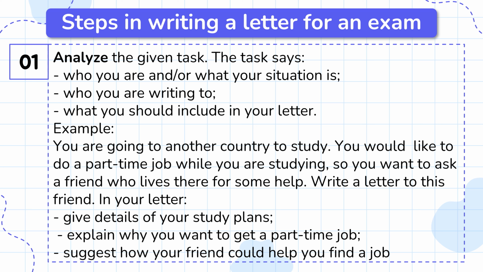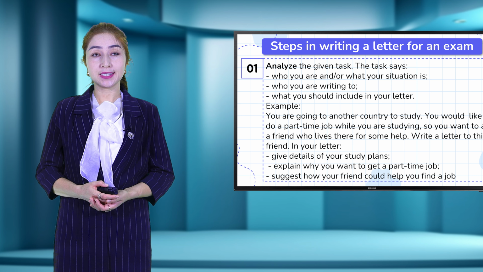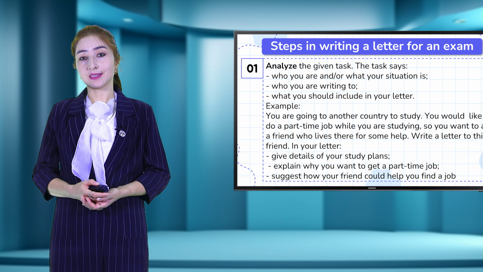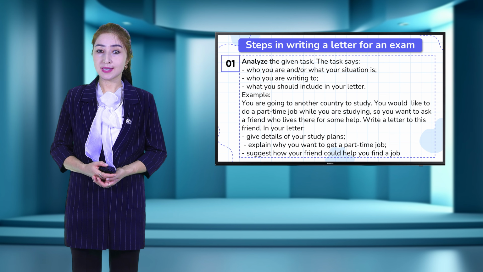That is the first thing you must consider. The second one is who you are writing to. It means here you have to write the person's name. And the third one is what you should include in your letter. Let me give you one example to prove my point.